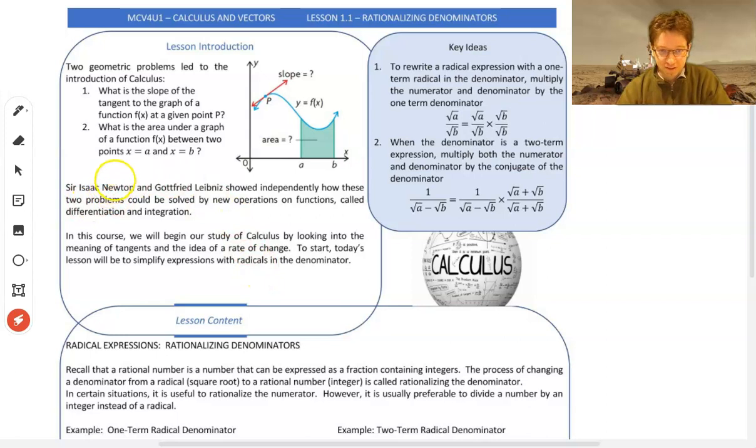And so two physicists slash mathematicians, Isaac Newton and Gottfried Leibniz, independently showed at about the same time how to actually do this with new functions that we are going to learn about. One's called differentiation, which is finding the slope of the tangent. And this is called integration, which is finding the area under the curve.